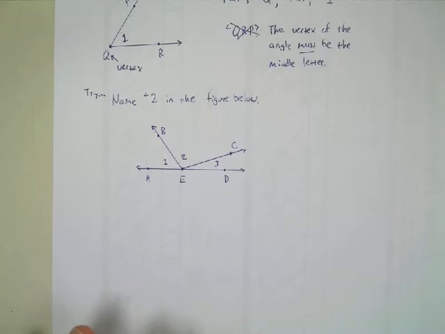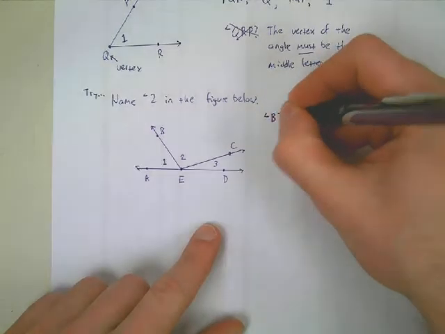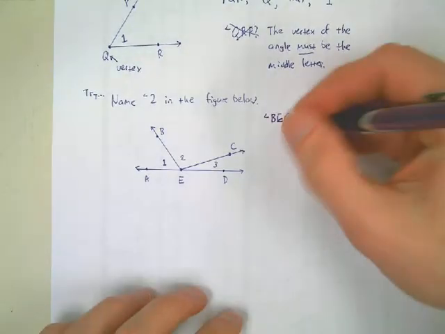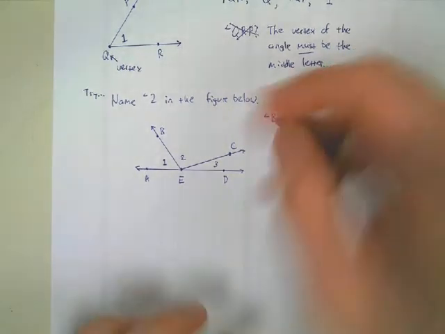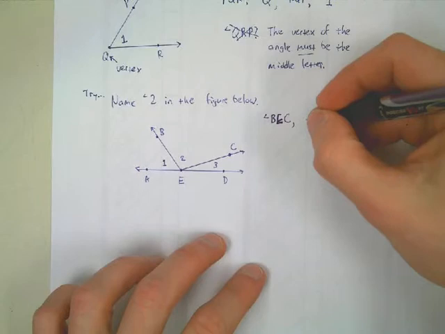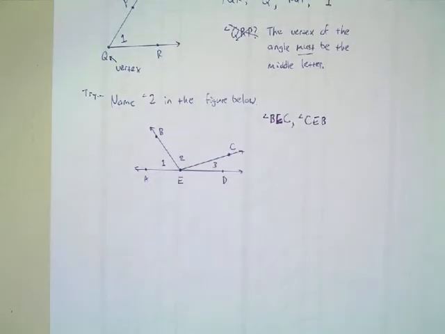B and C, and one other letter? E, yeah, so name it angle BEC. Okay? Did anyone come up with a different name besides angle BEC? Okay. Gabe, what'd you come up with? Angle CEB. Okay, so that's another option too. Anyone have a different name than that?